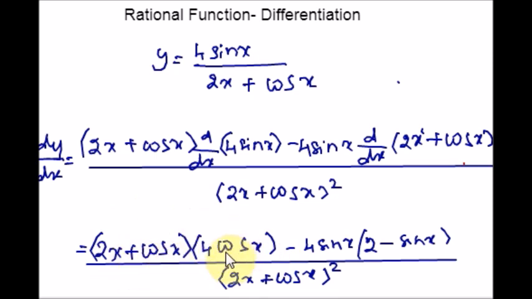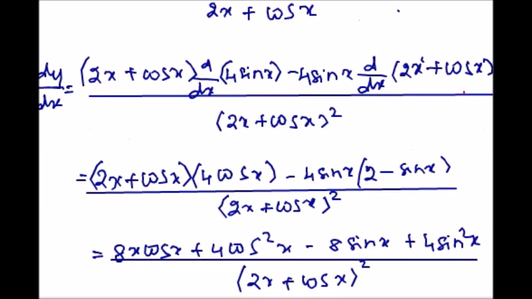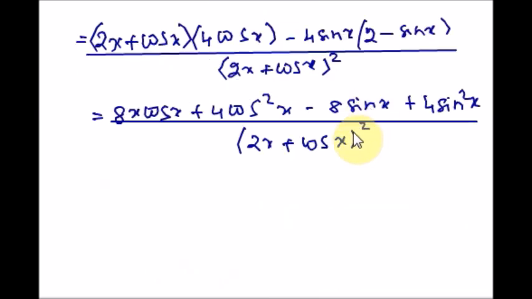2x times 4 cos x plus cos x times 4 cos x minus 4 sin x times 2 minus minus plus, so 4 sin x times sin x. Now I wanted to use the trigonometric identity cos square x plus sin square x is equal to 1. So I'm going to group these two terms separately and group these two terms separately. The reason behind this is we want a simplified answer. We can simplify as much as possible.